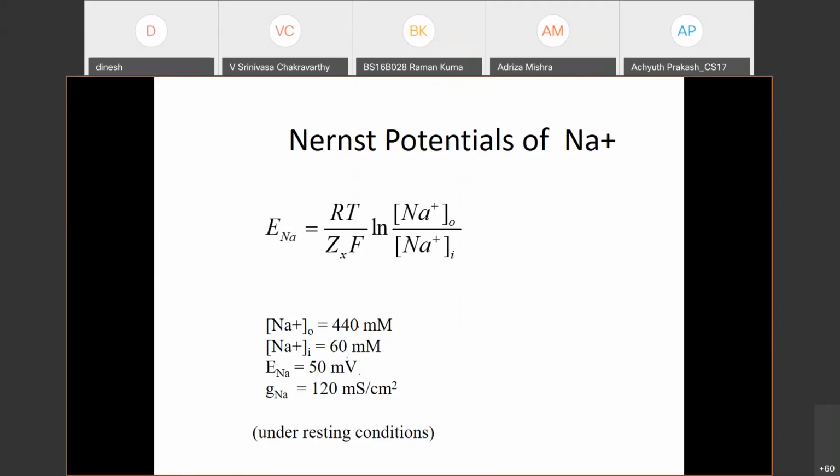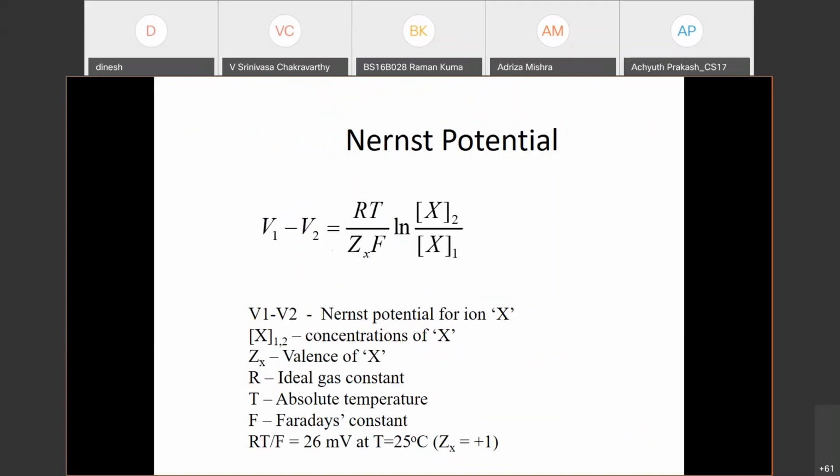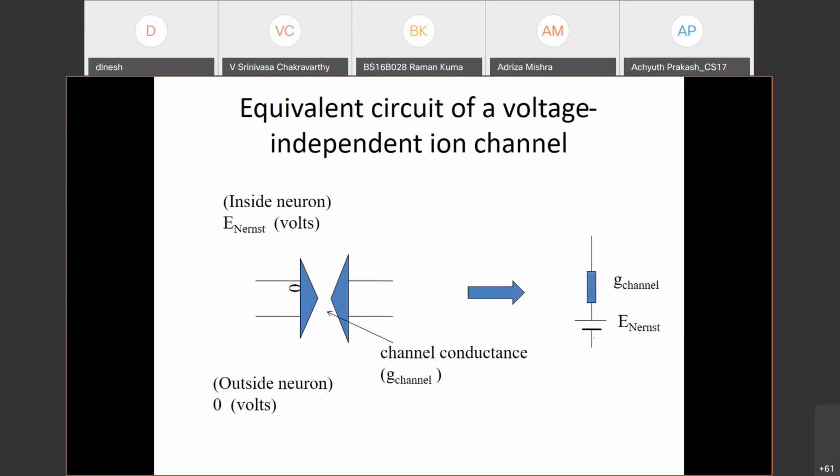So we said that these are the important ions in a neural membrane, the sodium, potassium, and all that. Depending upon the ionic gradient, you get a potential which is called the Nernst potential. Every channel, these things called ion channels, are selectively permeable to different kinds of ions. So a given channel can be represented as a series of a conductance and a battery or a voltage, where the voltage corresponds to the Nernst potential, and the conductance is the conductance of the channel.